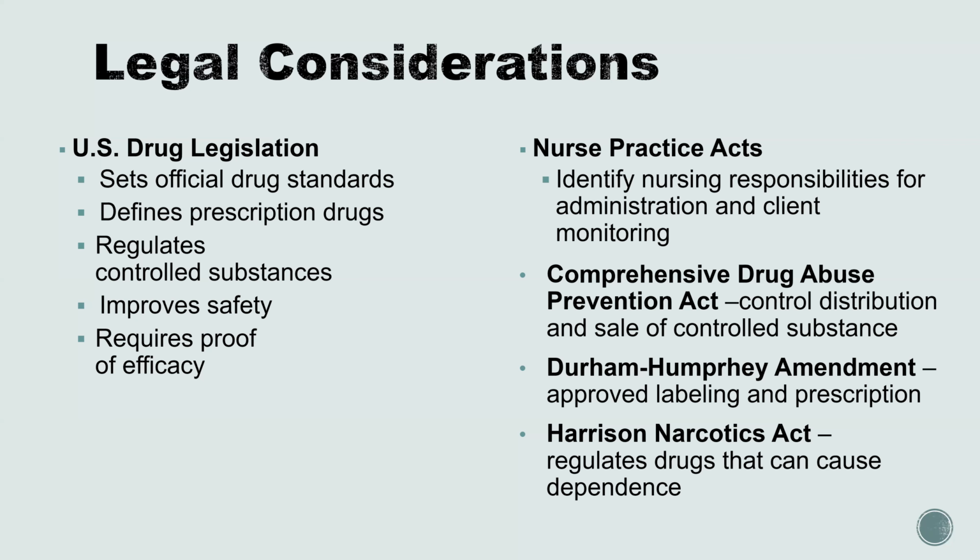The Comprehensive Drug Abuse Prevention Act is going to control distribution and sales of controlled substances. The Durham-Humphrey Amendment approves labeling and prescriptions. And then the Harrison Narcotics Act is going to regulate drugs that can cause dependence. A lot of that here in the United States, as we know, is a problem.